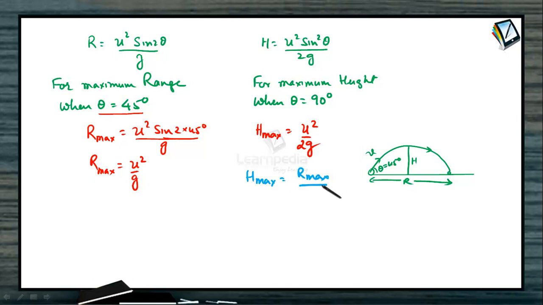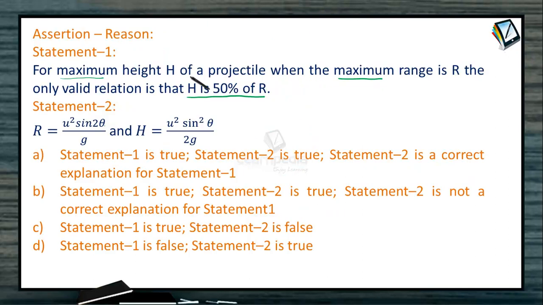So the maximum height H of a projectile when the range is maximum, its valid relation is H is equal to R by 2, or 50% of R. So height maximum is 50% of R. If we look into the first statement: maximum height H of a projectile when maximum range is R, the only valid relation is H is 50% of R. So the first statement is true.